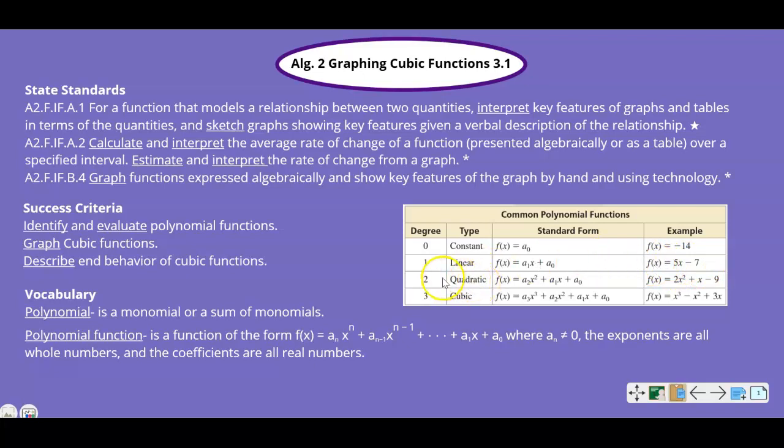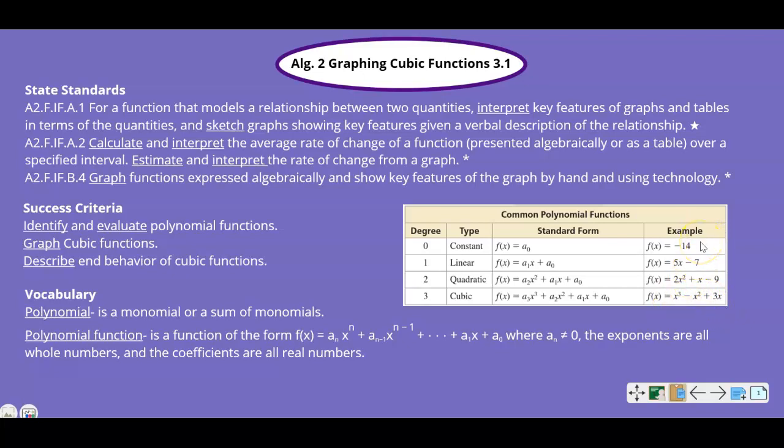A quadratic function: all quadratic functions are degree 2. That means the highest exponent is a 2, so x squared for every quadratic function is the highest degree. Here's an example: f of x equals 2x squared plus x minus 9. All right, and a cubic function, your degree is 3, and your highest exponent due to the degree is a 3. So f of x equals x cubed minus x squared plus 3x is an example of a cubic function.